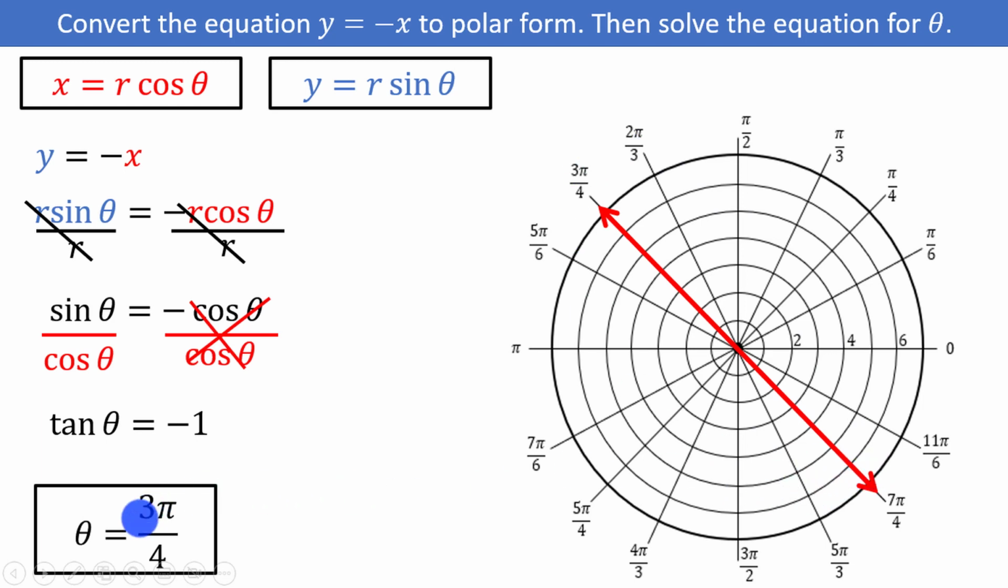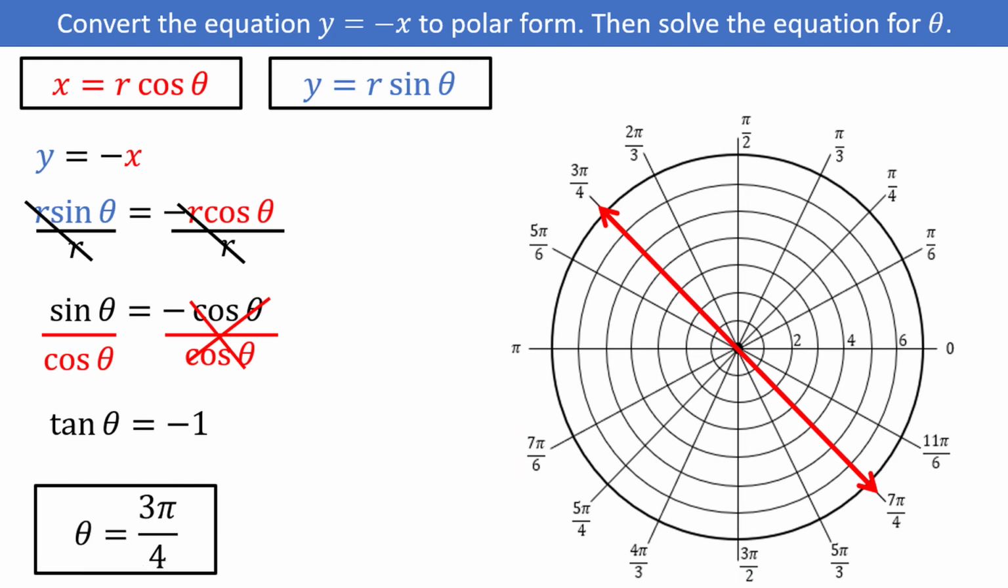Now, I just as well could have let theta equal 7 pi over 4. Theta equaling 7 pi over 4 would create the exact same line, or any angle that is coterminal with 7 pi over 4 or 3 pi over 4. We don't need to solve for every solution, we just need to choose one. So this is not a unique solution for theta, but it nonetheless is one solution that satisfies this equation.